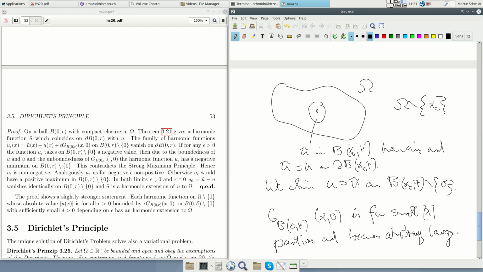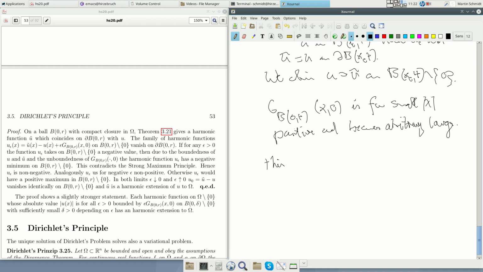Why is this the case? This is a direct consequence of the properties of the Green's function. Since the difference to our fundamental solution is harmonic, this means locally it's bounded. This follows since G_B(0,R) minus phi of x0 minus phi of x is harmonic and locally bounded.